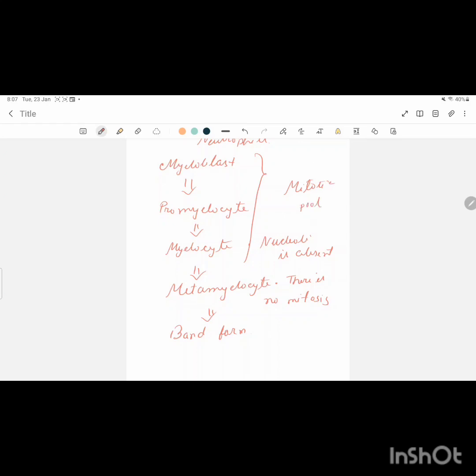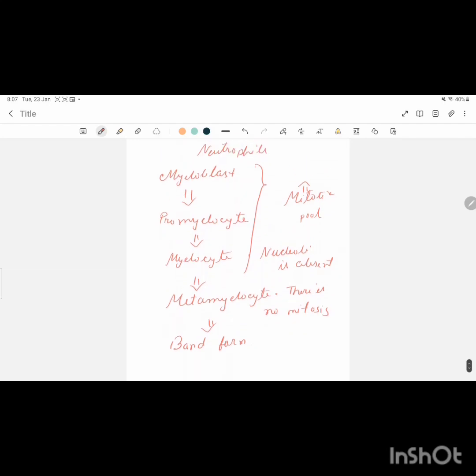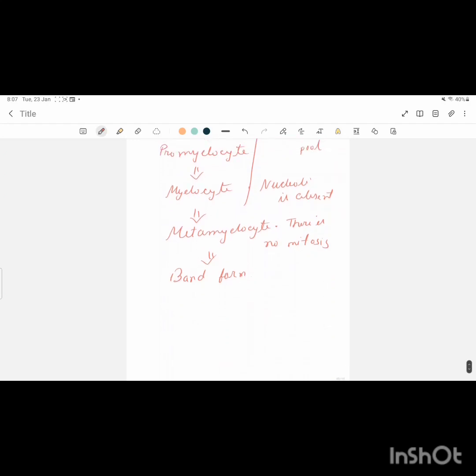Normally neutrophils require 10 days for their maturation, and there are two pools. One is the mitotic pool, where they remain for 5 days. And the maturation pool, from the metamyelocyte up to the band form, is called the maturation pool, and they remain in the maturation pool for 5 days. So you should remember that.